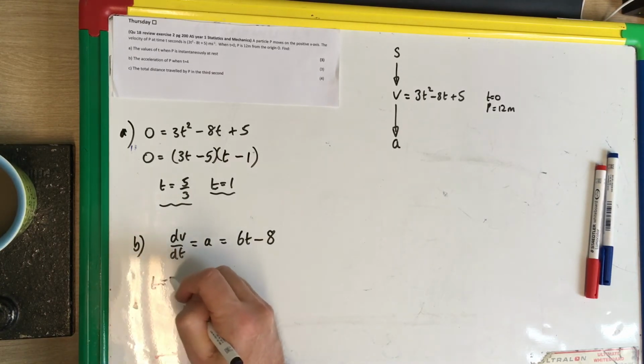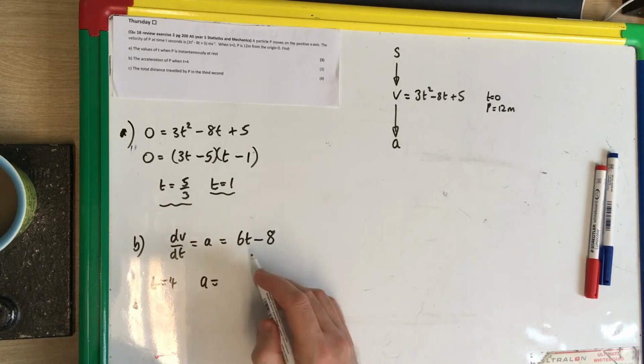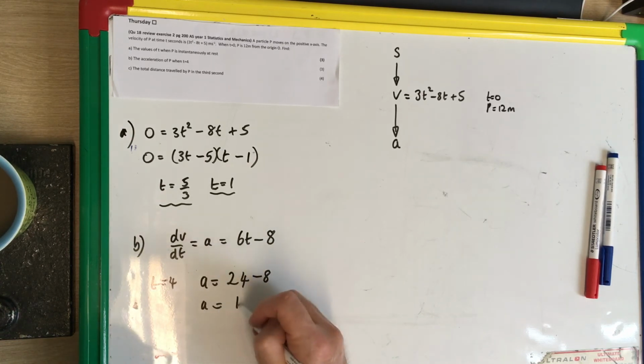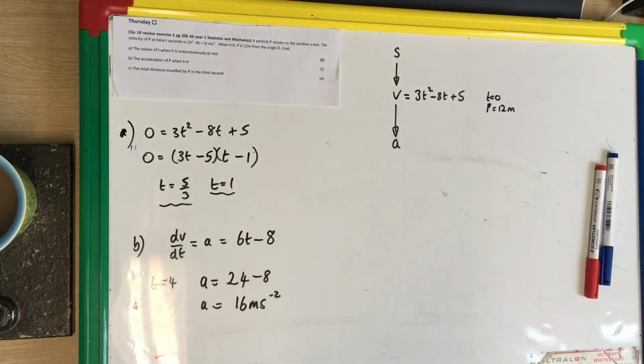When t is equal to 4, you can see that the acceleration is equal to 6 times 4, which is 24. Take away 8, acceleration is 16. Blimey, that's fast. Okay, that's the acceleration.